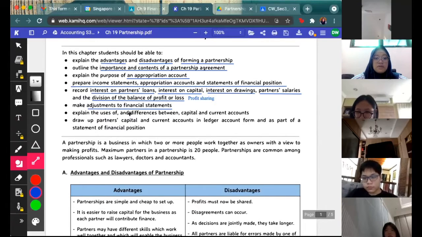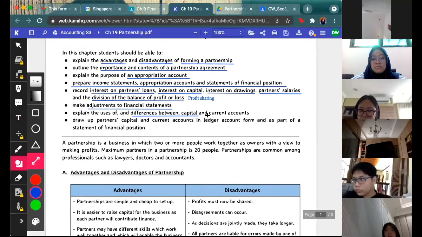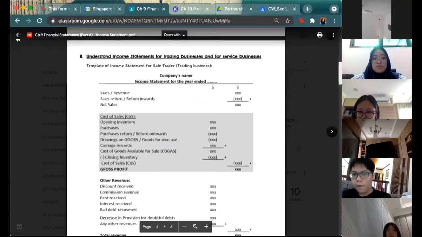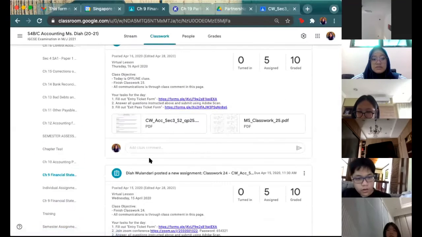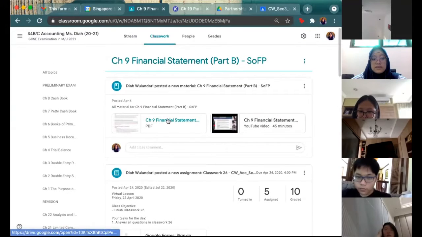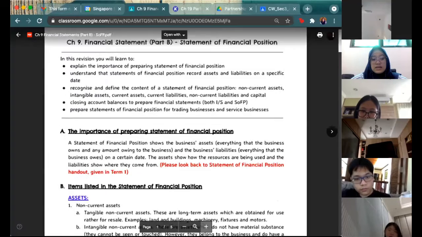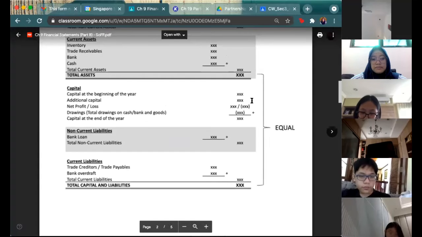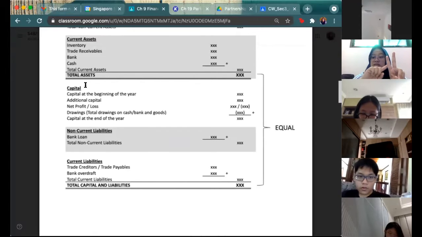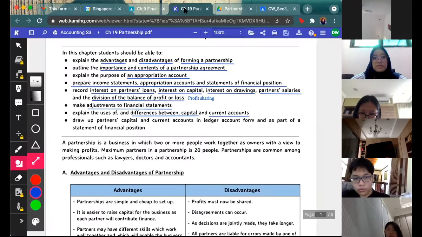Next, explain the differences between capital and current accounts. For partnership, if you go back to Chapter 9, Financial Statements Part B, which is the SOFP, you will see a capital part in the SOFP, which is this part. Now, for partnership, we will have two: the first one is the capital account, the second one is the current account. Now we will learn about that also.